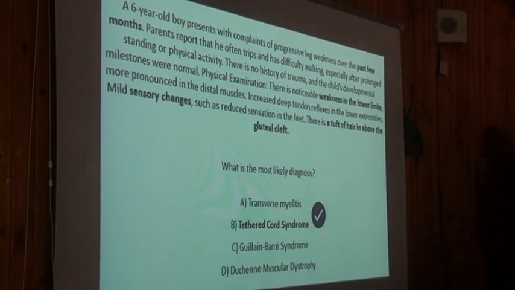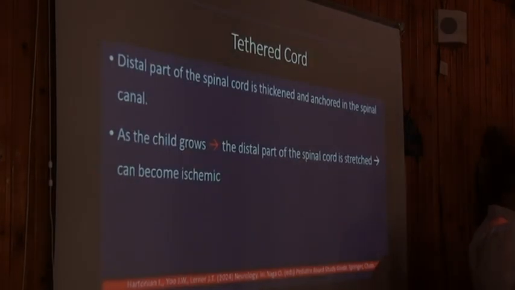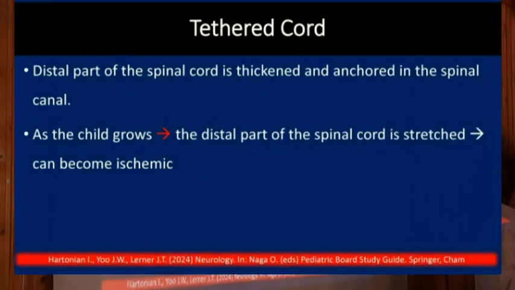But nobody will wait until they have symptoms, because as they grow, it stretches the filum terminalis. Okay. So in tethered cord, the distal part of the spinal cord is thickened and anchored in the spinal canal. As the child grows, it will be stretched and become ischemic.